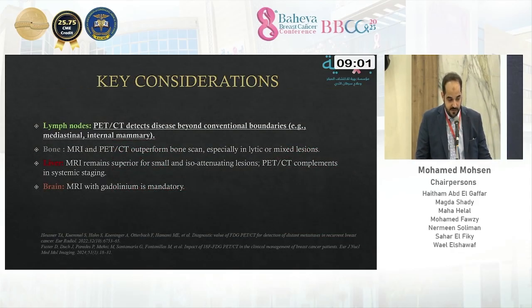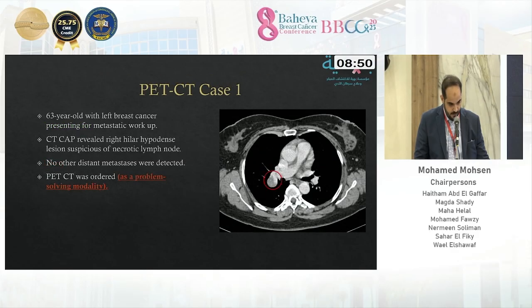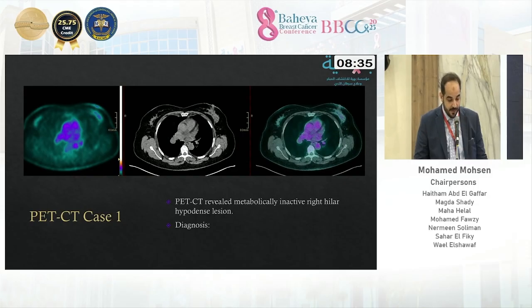Some key considerations include the lymph nodes: PET-CT detects disease beyond conventional boundaries, but it lacks histologic specificity. I'd like to discuss a case, a 63-year-old with a left breast cancer presenting for metastatic workup. CT chest, abdomen, and pelvis revealed a right hilar hyperdense lesion, suspicious of a necrotic lymph node, and no other metastases were found. PET-CT was ordered as a problem-solving modality. PET-CT revealed a metabolically inactive right hilar hyperdense lesion, and the diagnosis was proposed to be a benign bronchogenic cyst.